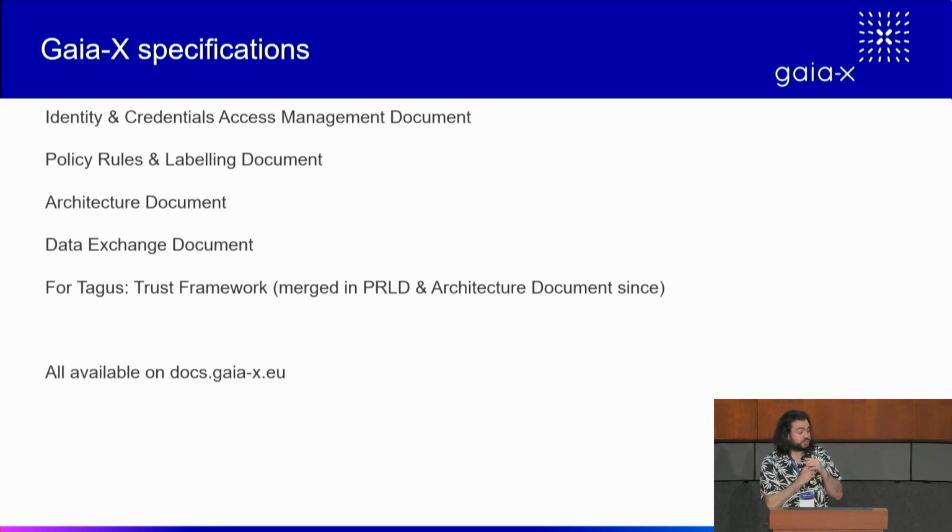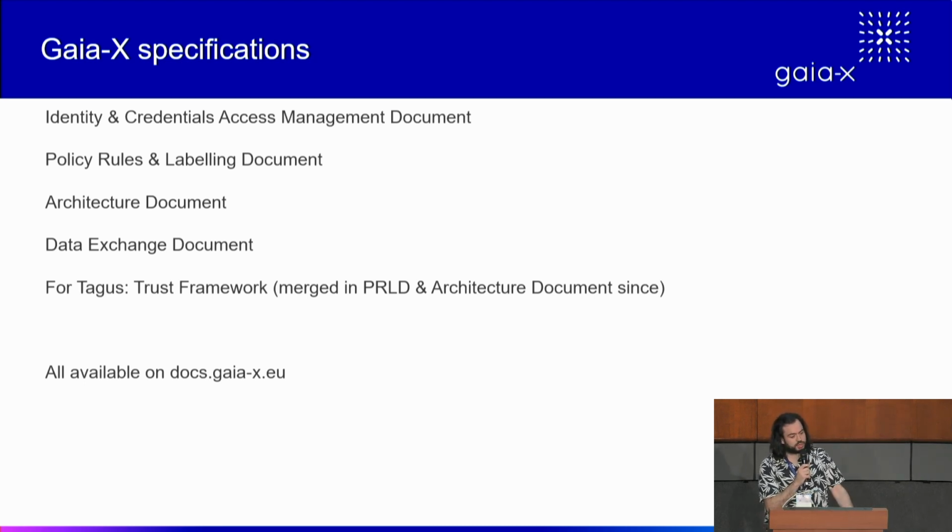Speaking of specifications, Pierre mentioned them, but the association is providing many documents. I will speak for Tagus because that's the running version right now. We had the ICAM document, the Identity and Credential Access Management document, specifying, for example, that we are using verifiable credentials and the JWS 2020 signature.